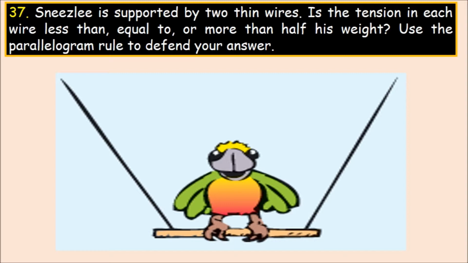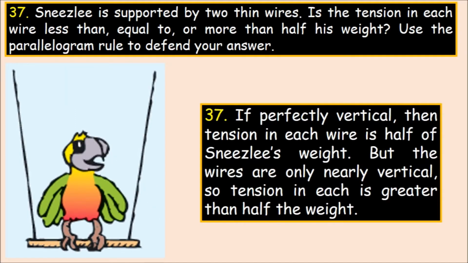before the next slide, if it were vertical, each wire would be equal to half his weight. As you know, if it were perfectly vertical, then the tension of each wire would be half of Sneezlee's weight. But the wires are only nearly vertical, so tension in each wire is greater than half the weight. That's all you can really say. We know that it's more than half the weight, each wire. And the greater that angle between the wire and the vertical, the greater the tension in each cord.